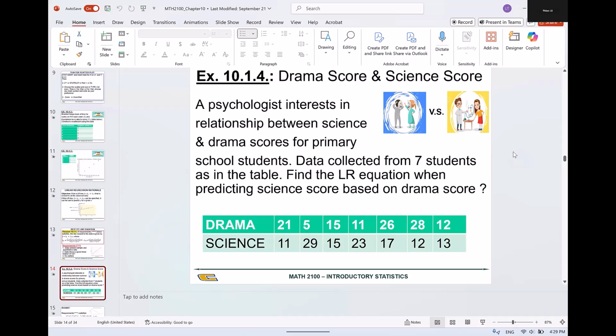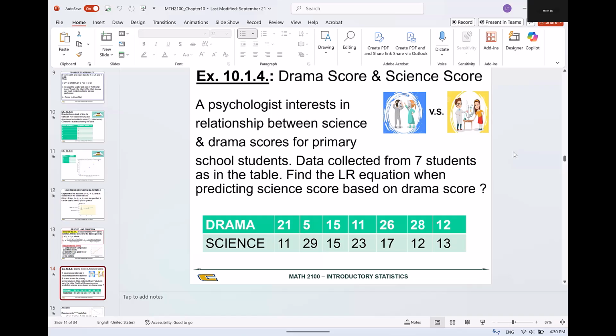So we look at an example for 10.1.4 here about the relationship between a drama score and science score. Here, a psychologist is interested in a relationship between science and drama scores for primary school students. Data are collected from 7 students as in the table here. The question here is to find the linear regression equation, LR, when predicting a science score based on the drama score.